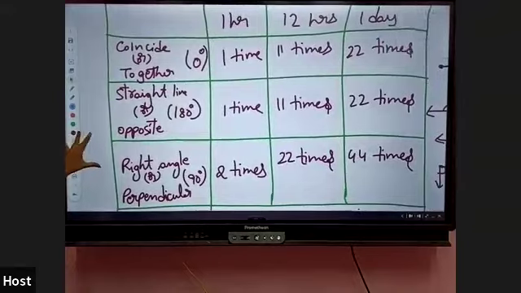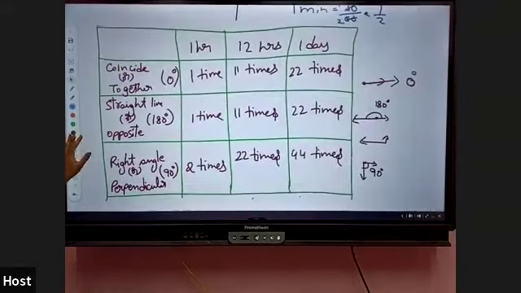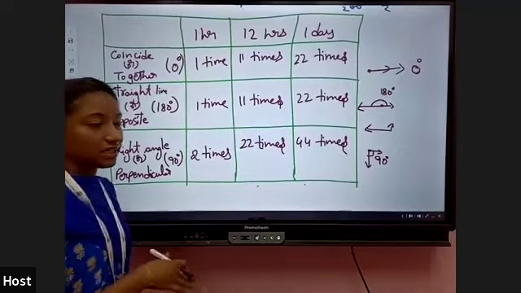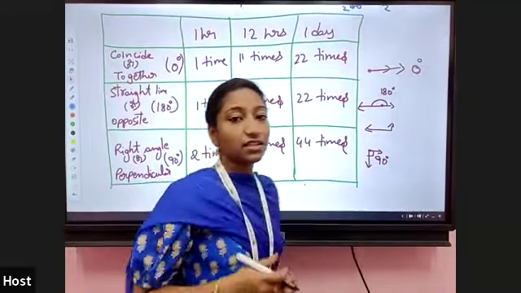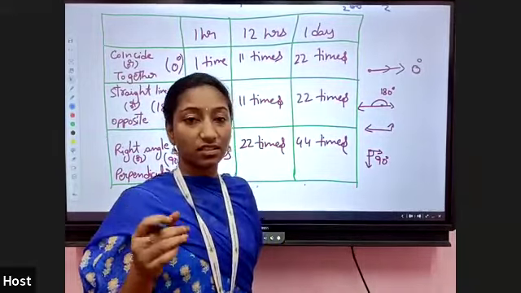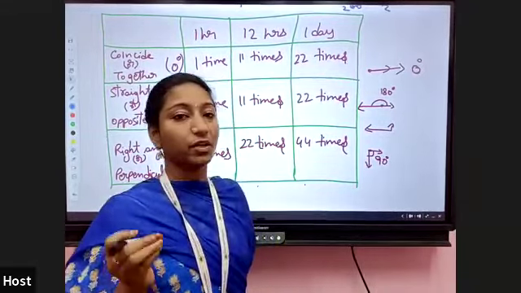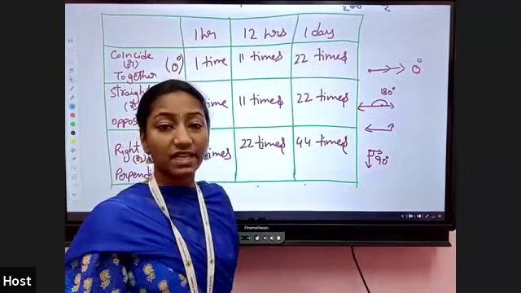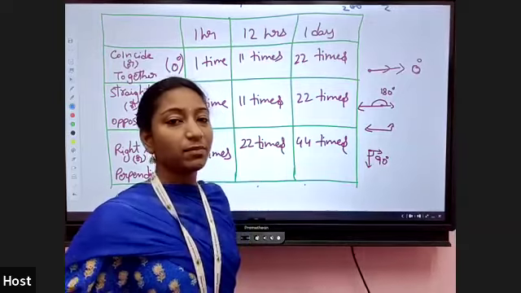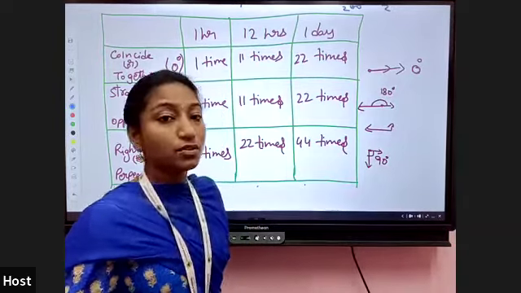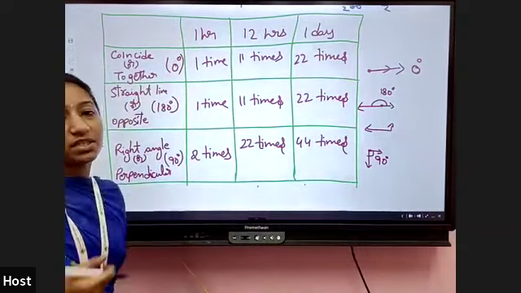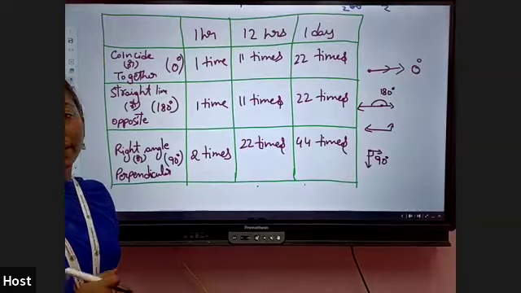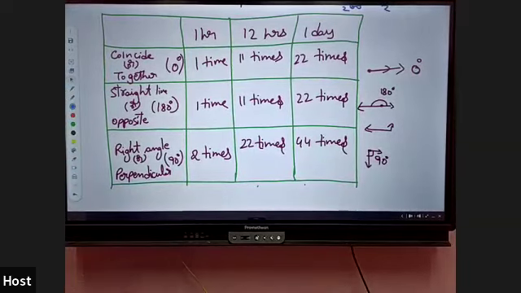Next, all should know this table. This table indicates when the angle between the two hands of the clock is 0 degree, or the angle between the two hands is 180 degree, or the angle between the two hands is 90 degree. How many times will it form in 1 hour, 12 hours and 24 hours or 1 day? So let us discuss that.